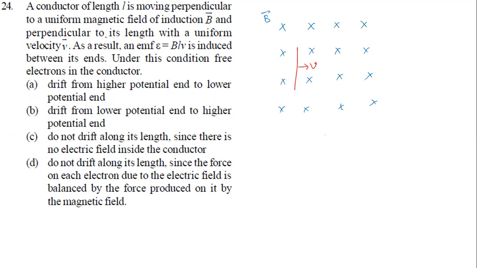Perpendicular to its length, and again perpendicular to its length, it is shown already. As a result, EMF BLV is induced between the ends. Under this condition, what will happen to the free electrons inside the conductor? That is the question they are asking us. Now tell me, what will happen to the free electrons in the conductor?